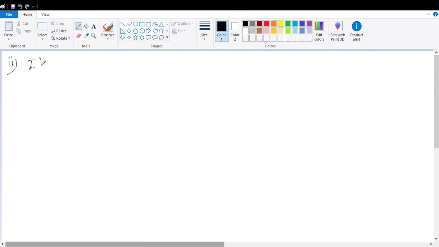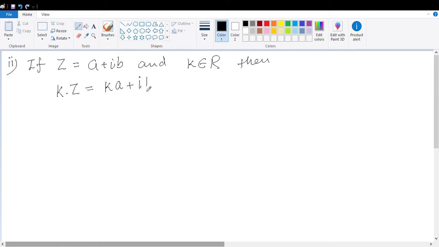So if z equal to a plus ib and small k be any real number, then if you want to define k multiplies z, it will be ka plus i times kb, means that the real number will be multiplied with the imaginary and real parts separately.